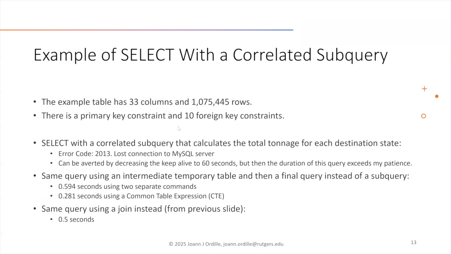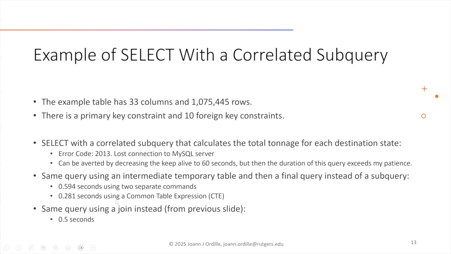In my example, using the same table, I have a correlated subquery, and that correlated subquery times out. It timed out at 60 seconds, so I went and lowered the keep alive connection timer to 60, and then it ran forever. I lost patience and I stopped it. So that's one of the things I'll show you, is how to stop a query that you just can't wait for any longer. Then I took the same query and I rewrote it using an intermediate temporary table, as I explained earlier, and it took about 0.6 seconds.